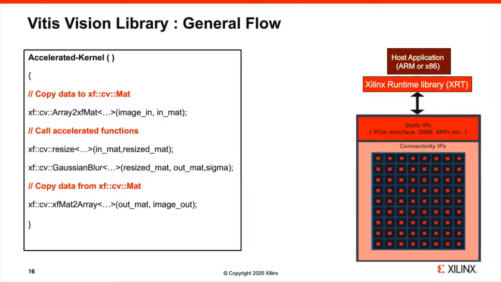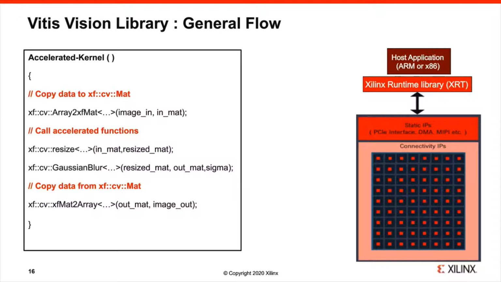Now, one of the real benefits of using FPGAs is that they're great at streaming data in, processing in parallel, and streaming data out at a very high speed. Remember that going back and forth to memory is expensive, so you can maximize performance here by simply streaming from one operation to the other. In this case, we stream the output of the XFCV resize into the XFCV Gaussian blur to maximize the performance of this kernel.